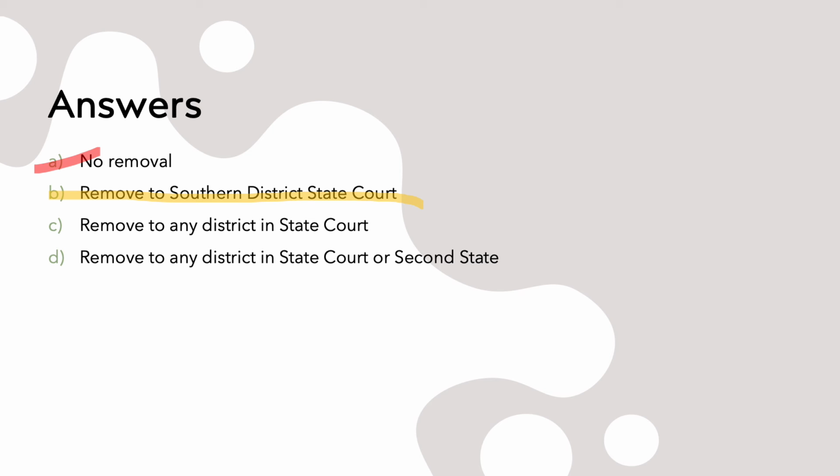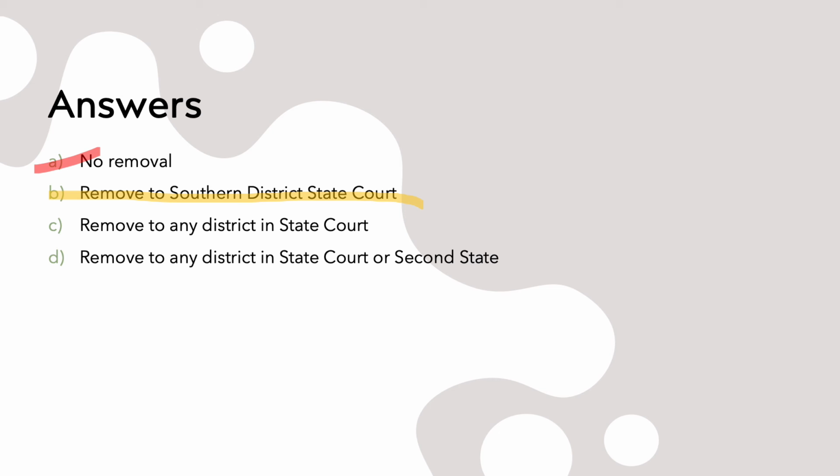Right? So the case was originally brought, could have originally been brought in the Southern District. The Southern District is hearing the case. It's pending in state court. It's not pending in any other district in state court. So it can therefore be removed to the Southern District of Federal Court.